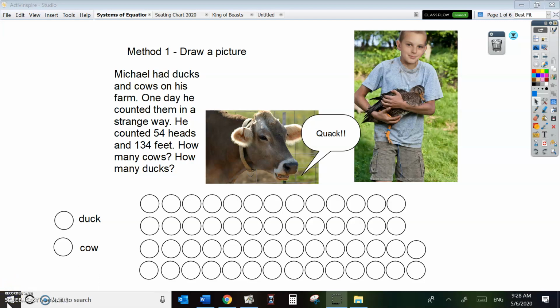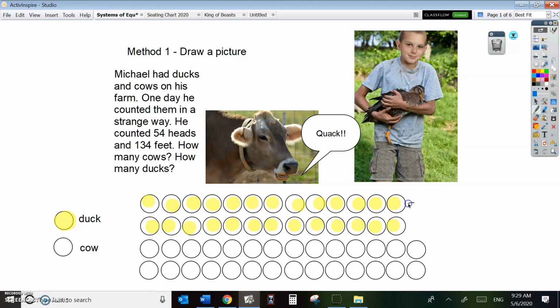This picture is going to help us figure out this problem. We have 54 circles here, and let's make some of them ducks, and we'll see how close we are to our solution. A yellow circle is going to be a duck, so let's make this first whole section ducks, and then we'll see how close we are. When you draw a picture, it's kind of like the guess and check method.